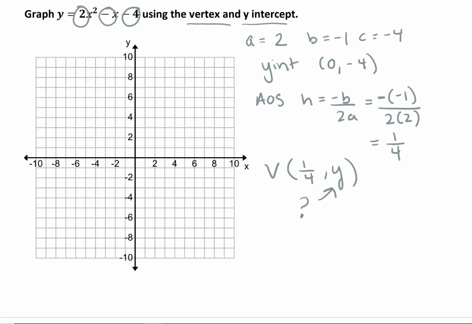What we're going to do is plug in 1/4 into our equation to solve for y. So I'm going to rewrite the equation, and instead of x, I'm going to put 1/4. Remember, we can always find y values by plugging in x values into the equation and simplifying. Don't forget your order of operations. We square the numerator, so we get 1, we square the denominator, and we get 16.